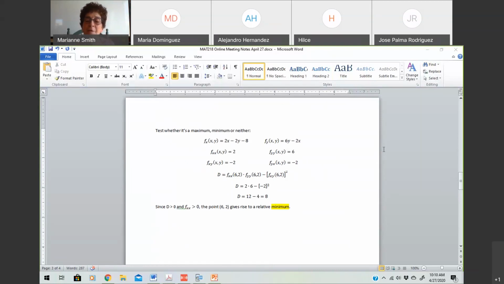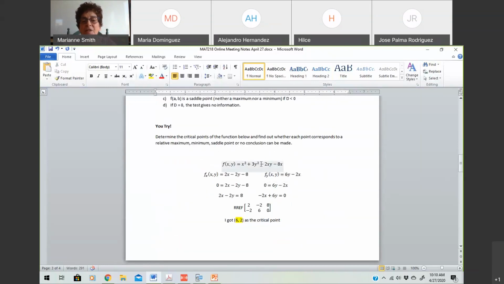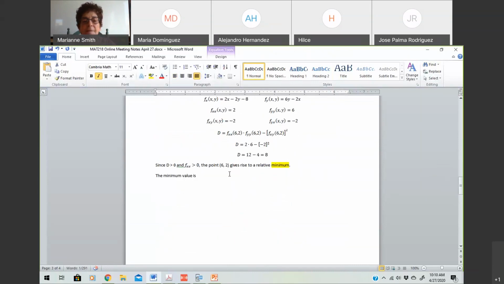Okay. Now, if you wanted to find what the minimum value was, you start with your original function, and you're going to plug in the 6, 2. So I have 6 here for x, 2 for y. So again, I have a 6 here.